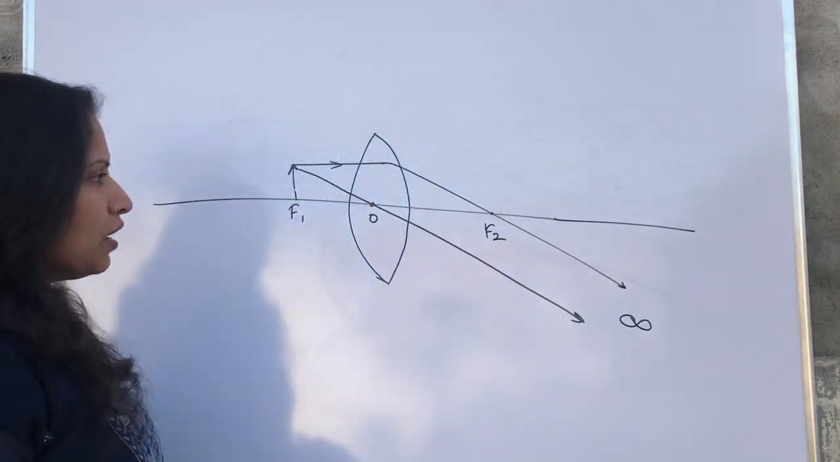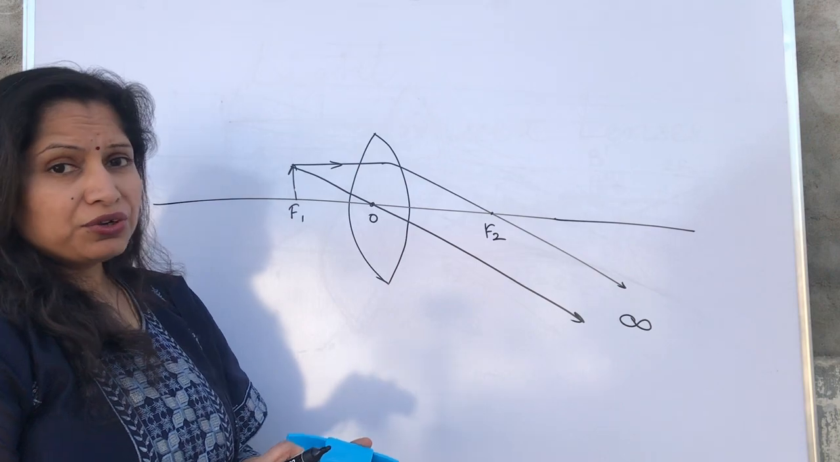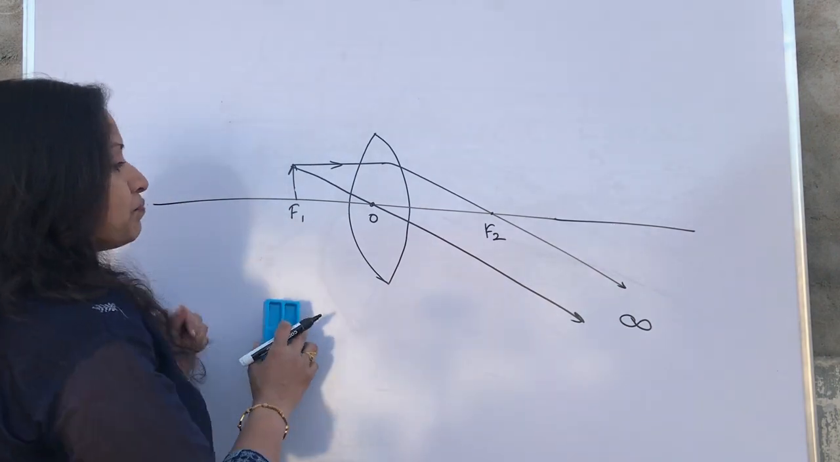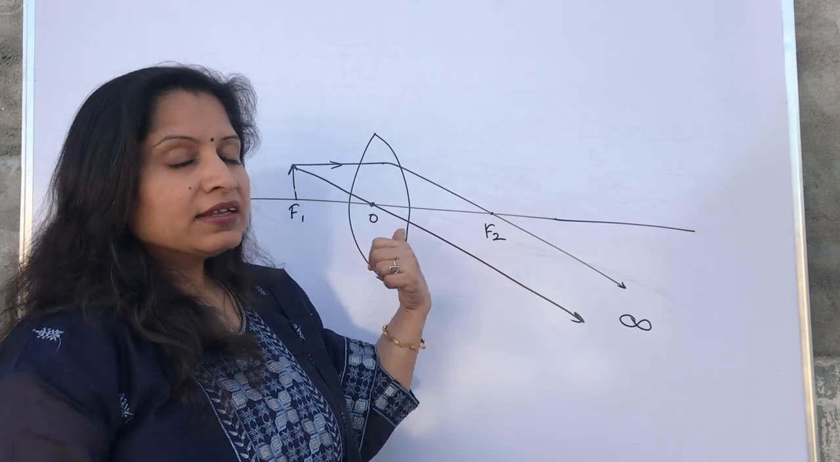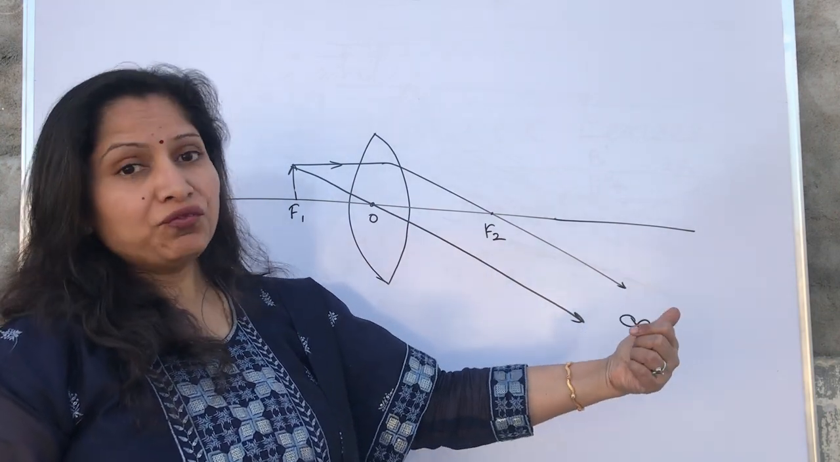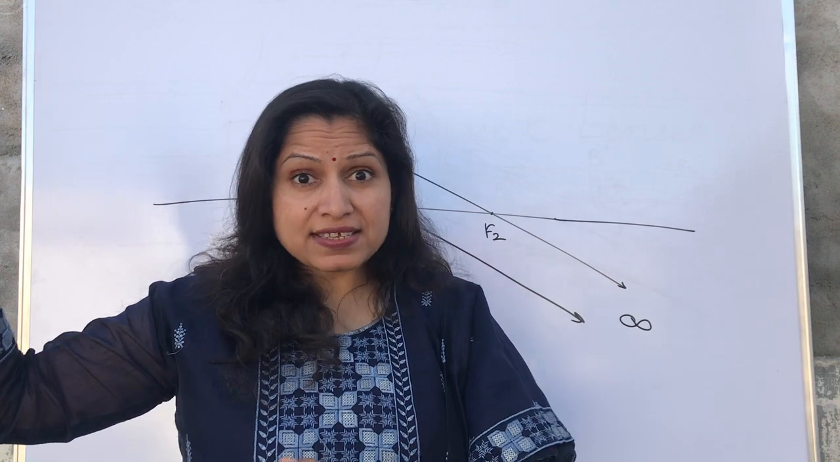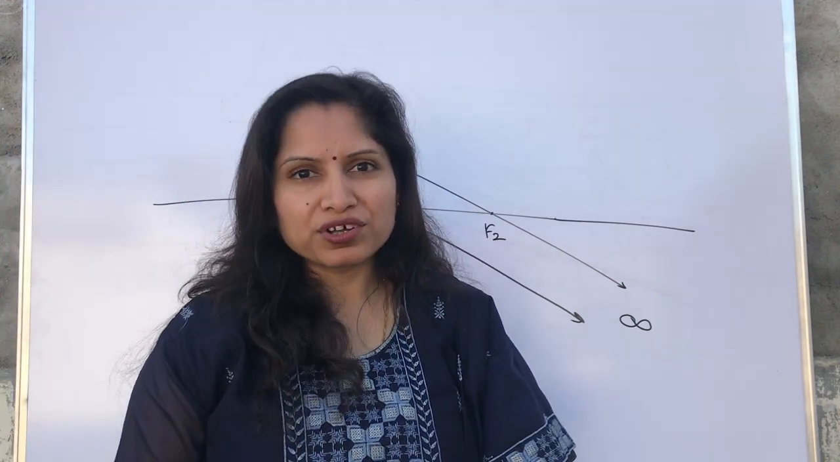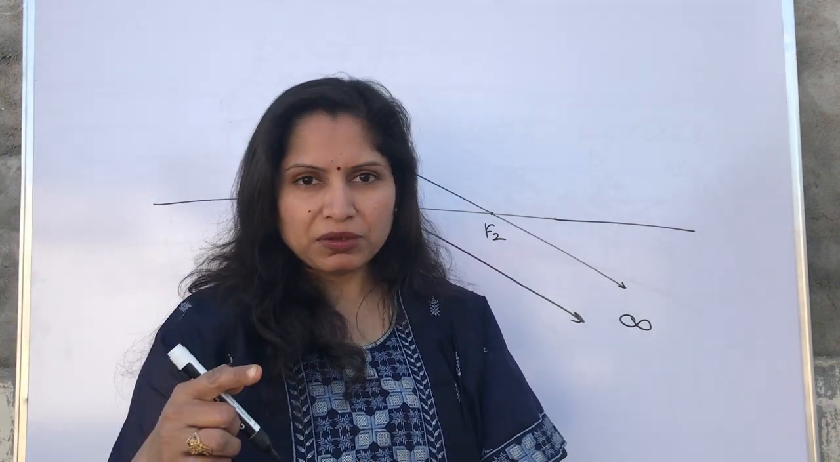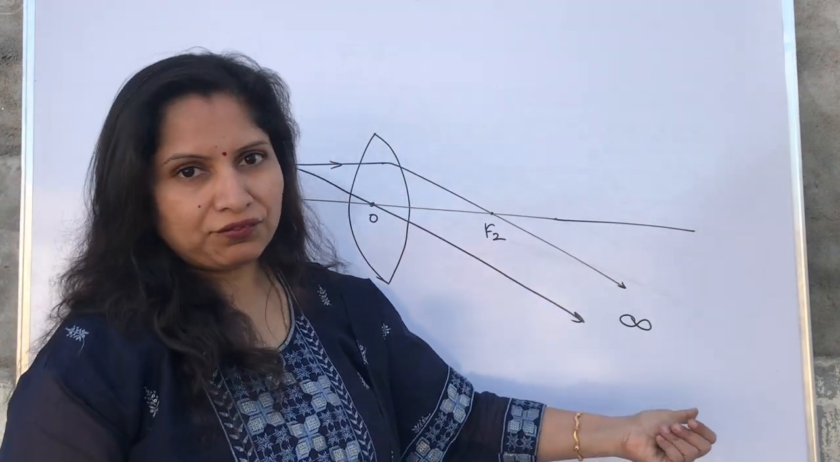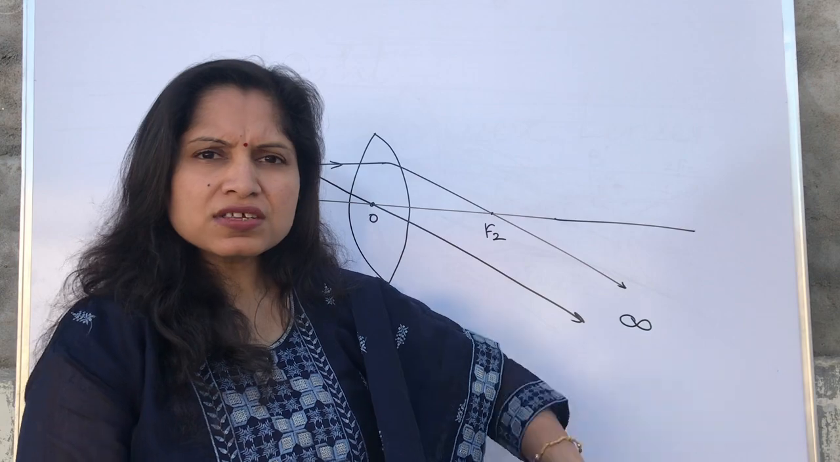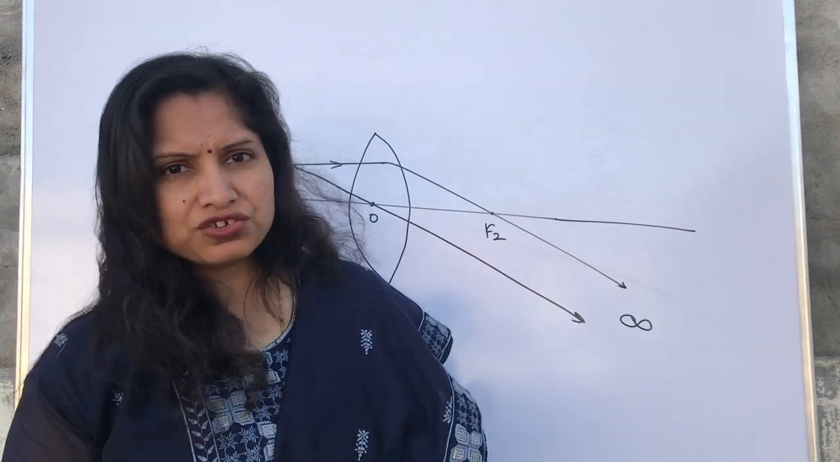Okay, now next, what are we going to do? We are going to bring the object even closer. In this condition, what we will write? The object is placed at F1. The image is formed at infinity. So when the object was at infinity, the sun, the image was formed at focus. Do you remember that? And a burning of the paper. And now when the object is at focus, the image is formed at infinity. So these conditions are always the reverse of each other.